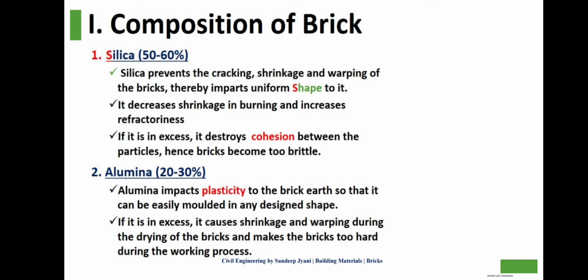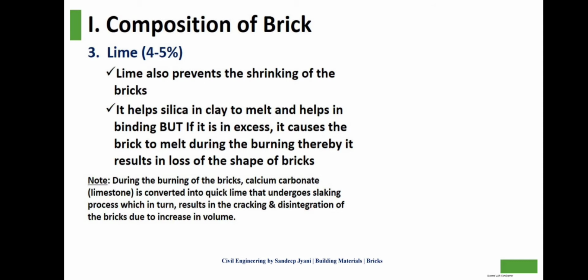Second, alumina 20 to 30%. First, alumina imparts plasticity to the brick earth so that it can be easily molded in any desired shape. Second, if it is in excess, it causes shrinkage and warping during the drying of the brick and makes the bricks too hard during the working process.